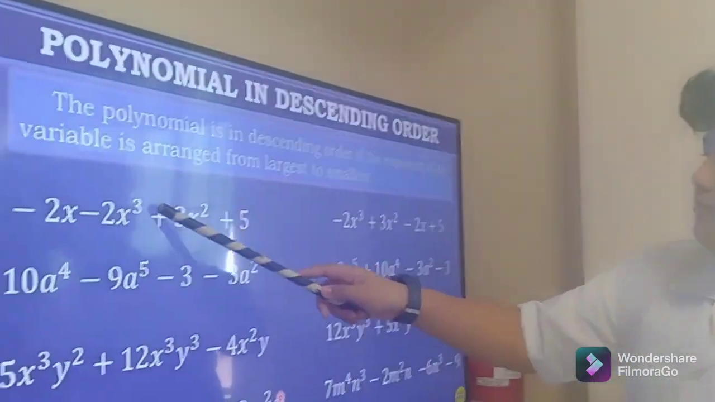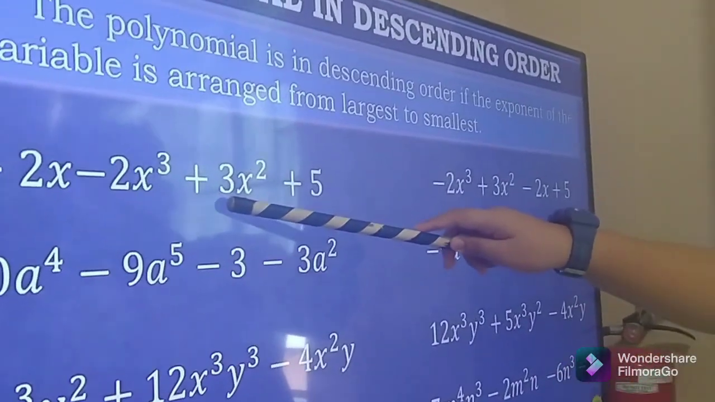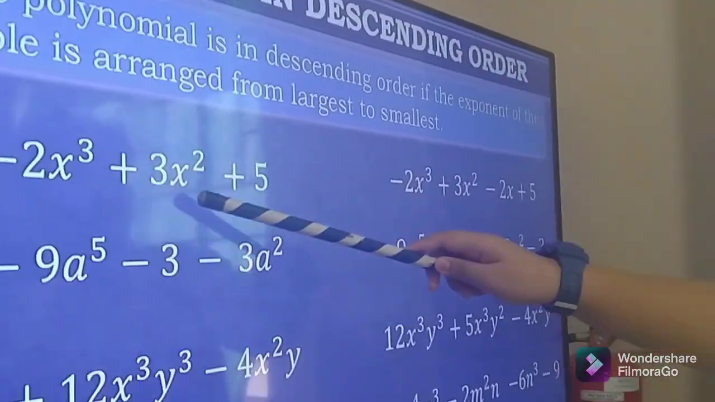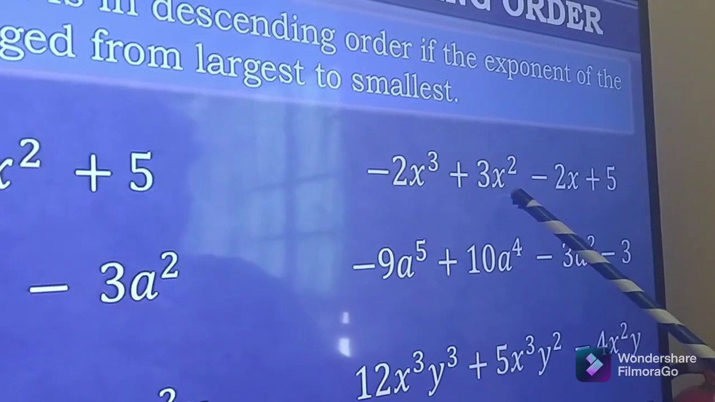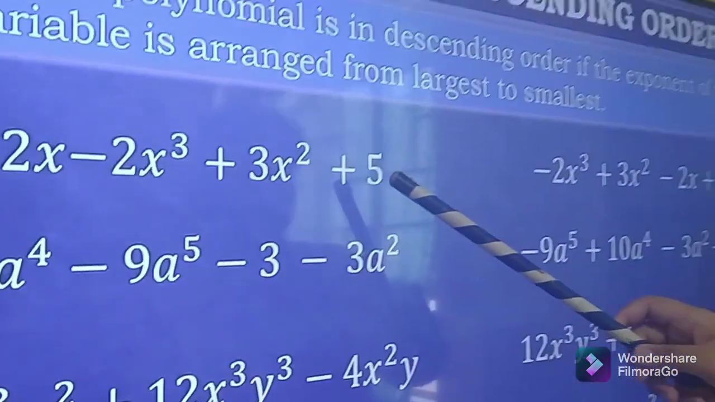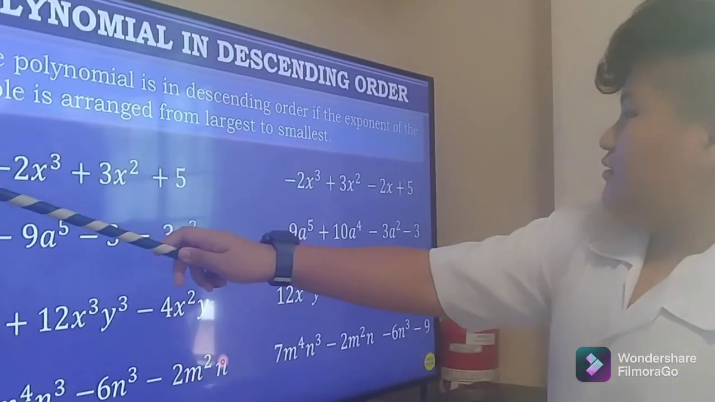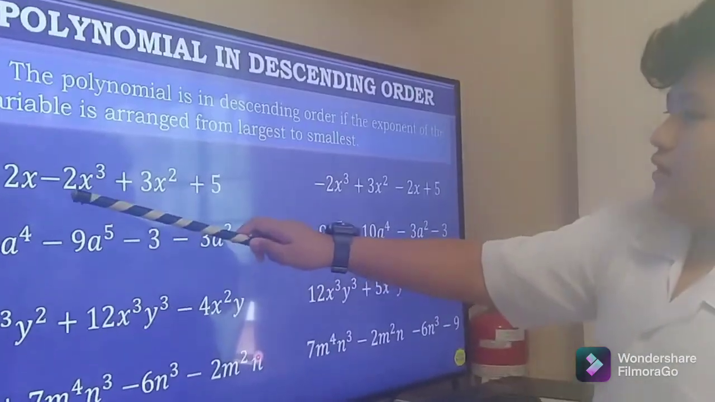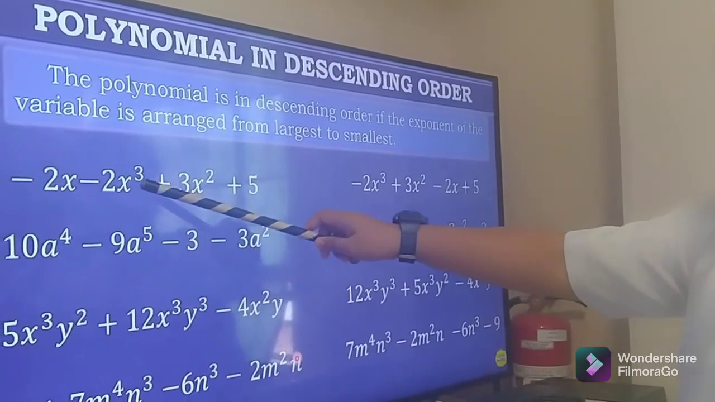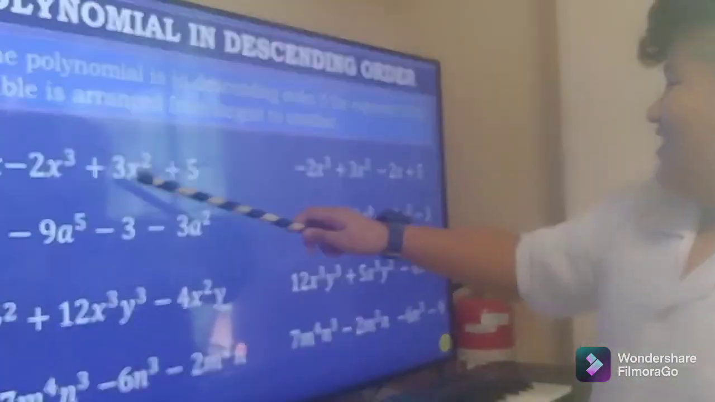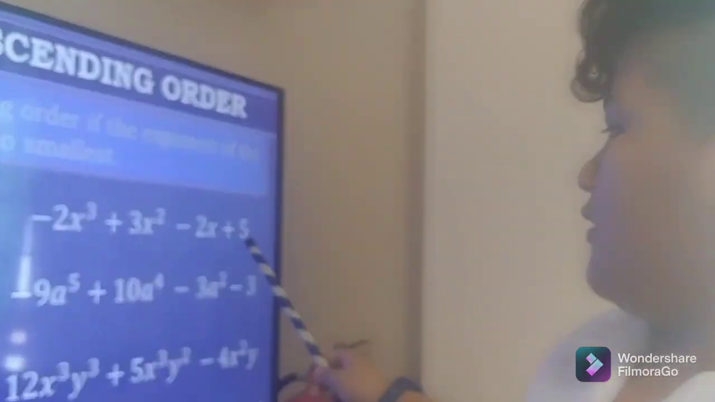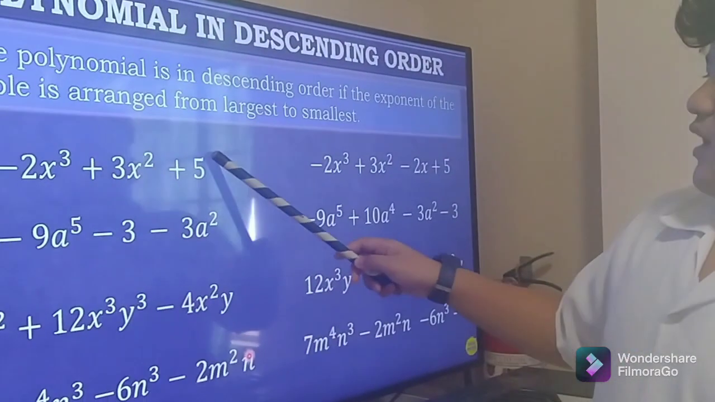Our second term is 3x squared, so this will be our second. The third term is 2x. Our final term is 5.